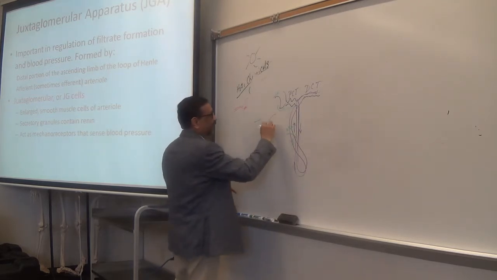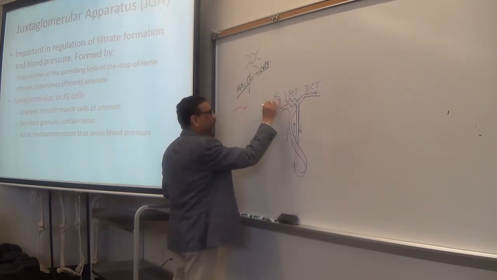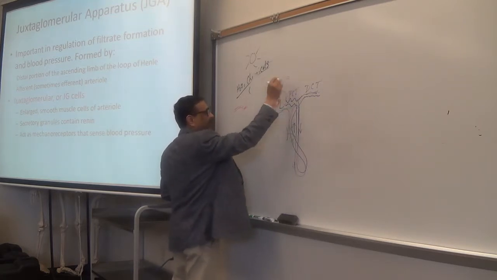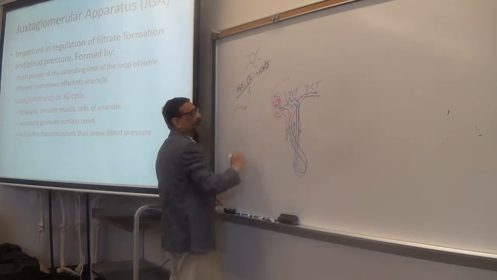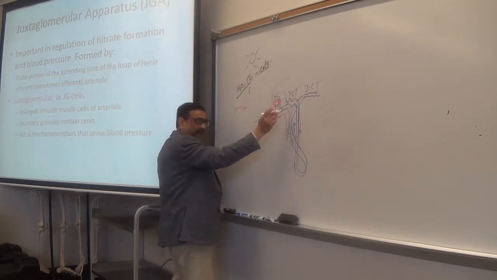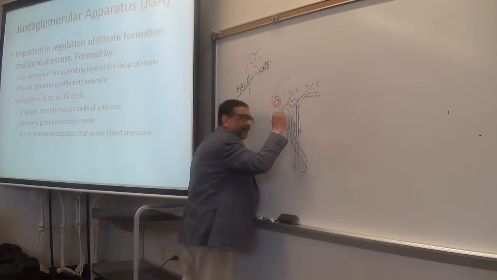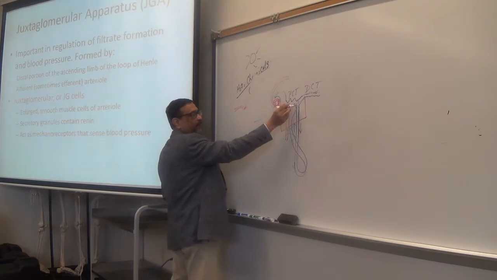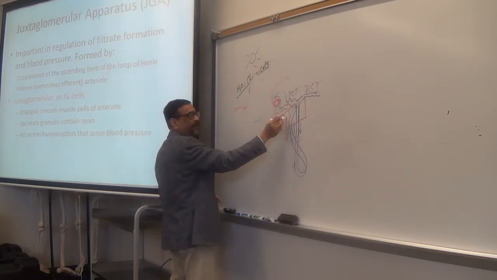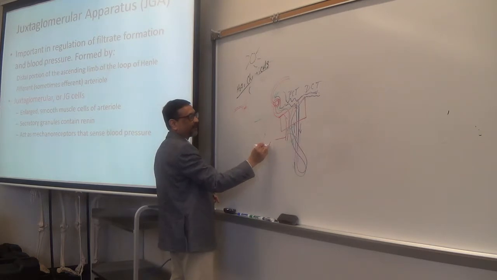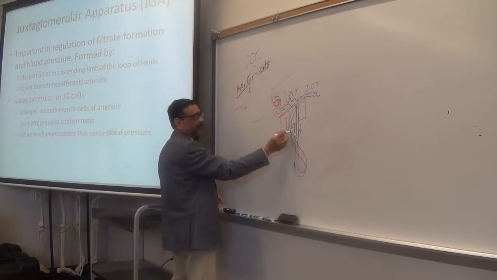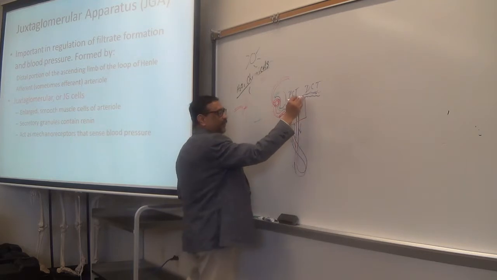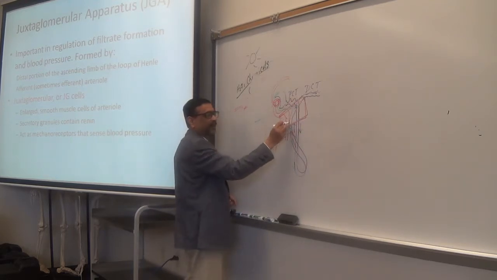This is afferent, sorry, afferent goes like this. This is afferent arteriole, glomerulus, and efferent arteriole, okay? Now what happens is, inside the kidney, these two parts are very close to each other: the end part of the ascending limb of loop of Henle and the afferent arteriole. So this is afferent arteriole and this is the ascending limb of loop of Henle. And these two structures come very close to each other, like this.